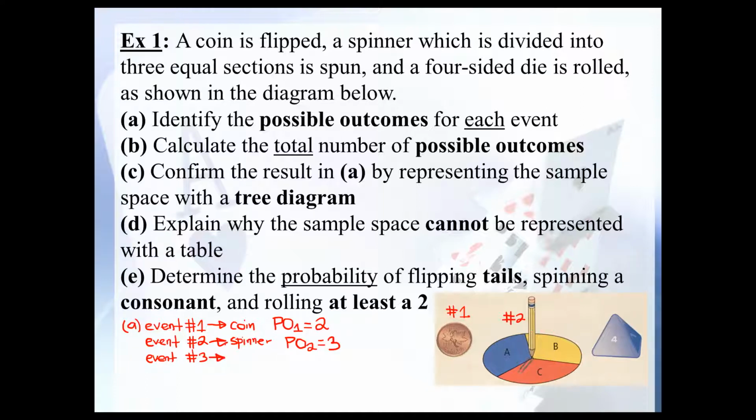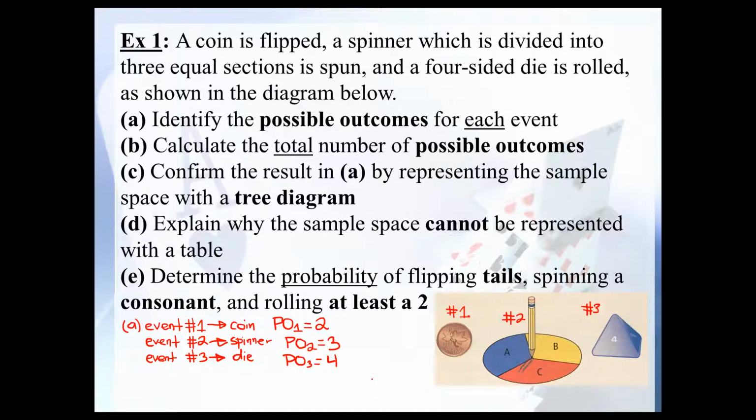And then event number 3 is going to be the four-sided die. And again, that four-sided die is just, it's a pyramid, but it's got a triangular base to it. So this is event number 3. So then I could say the possible outcomes for event number 3 would then be equal to 4. It's a four-sided die. You can land on 1, 2, 3, or 4.